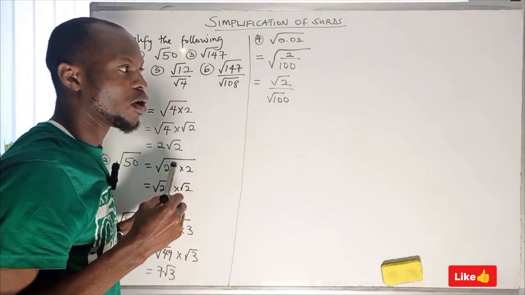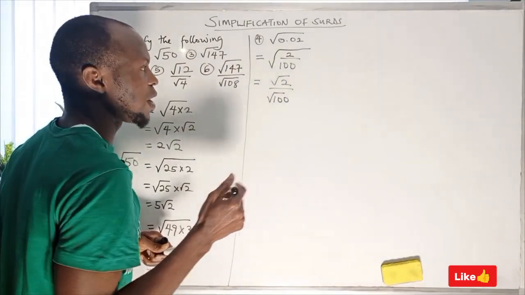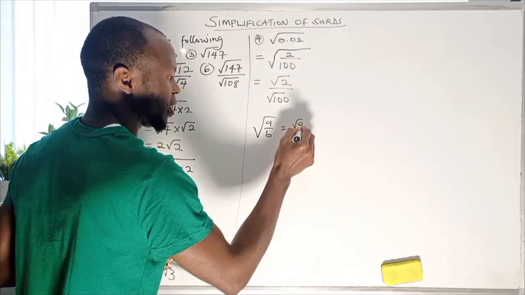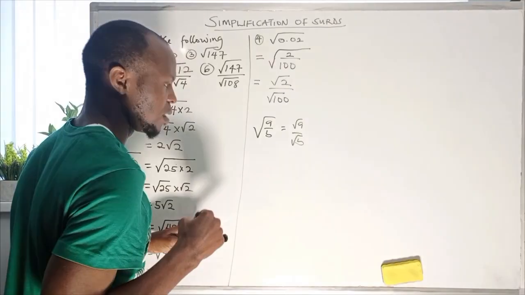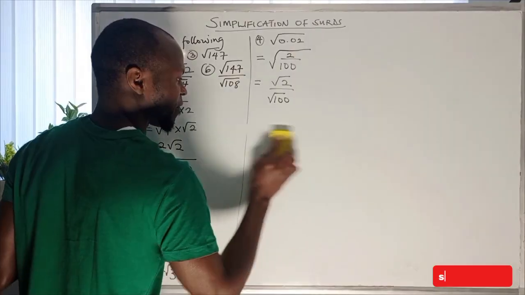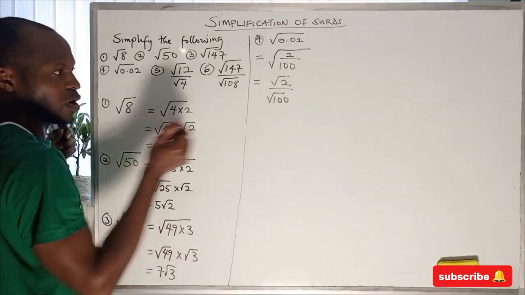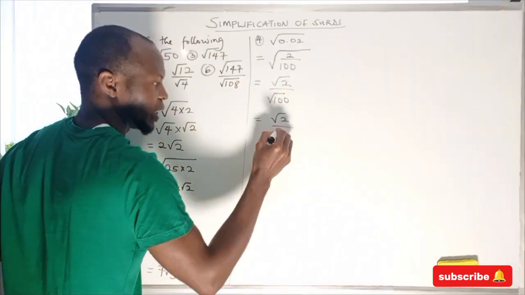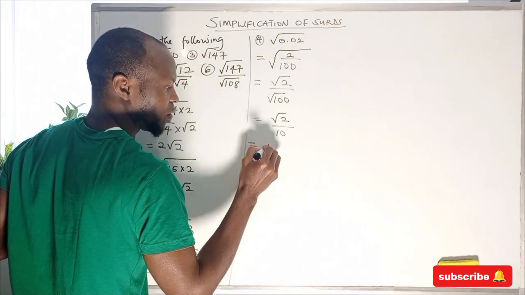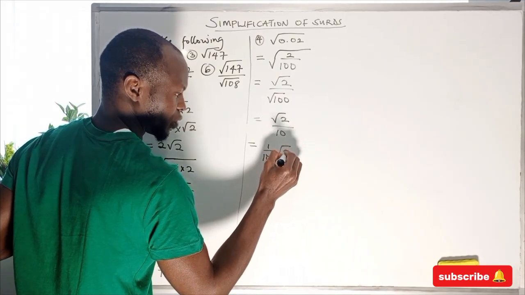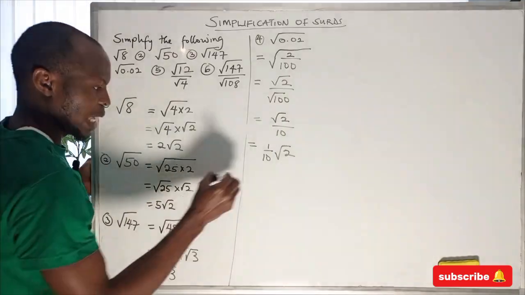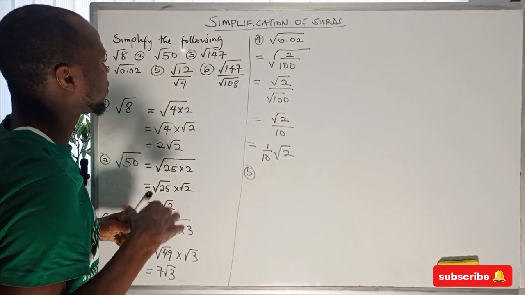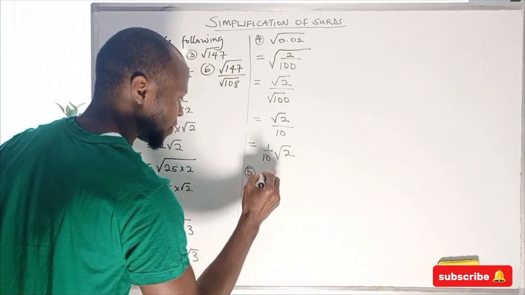Don't forget in our law of surd, we said when we have surd of A over B, it is the same thing as surd of A over surd of B. Okay? Now, let's simplify it further. Now, square root of 2 cannot be simplified. So we have surd 2 over square root of 100, which is 10. Automatically, this will be 1 over 10 surd 2. Okay? Now, example 5. Example 5, we are told to simplify surd 12.